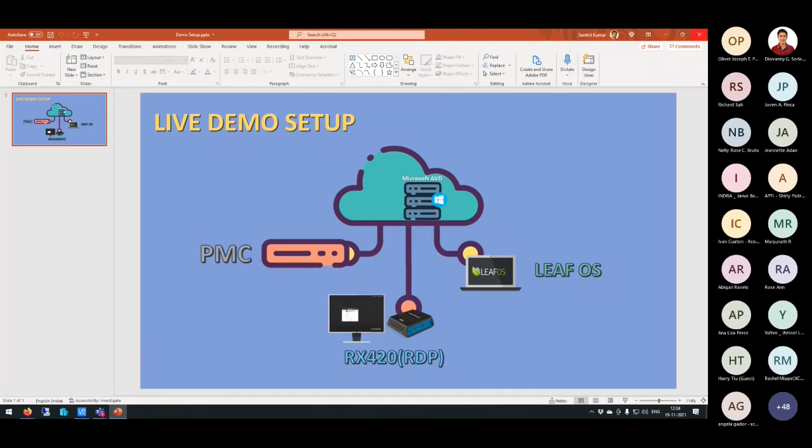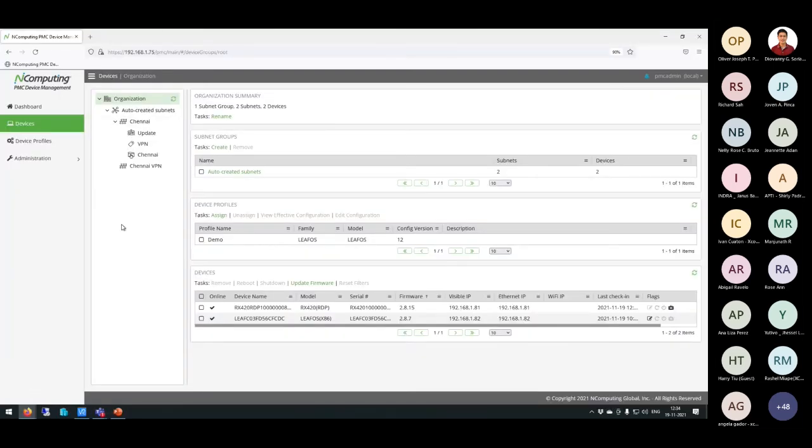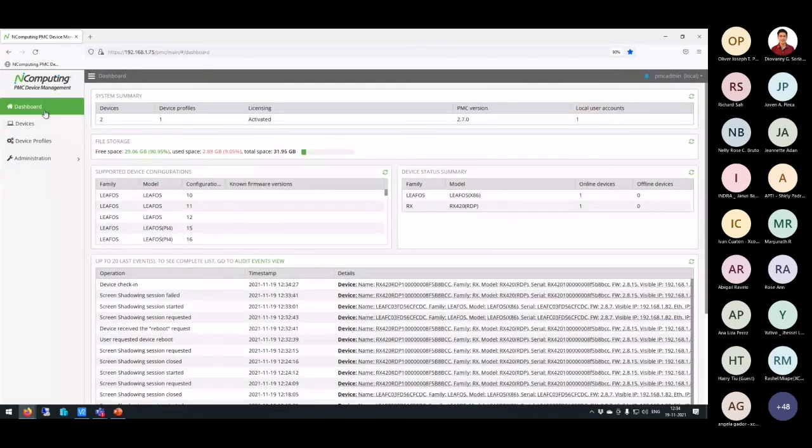Straight away, I'll go to the browser where I have opened the PMC. As soon as you log into PMC, this is the dashboard which shows the complete information about your endpoint solution details. Currently, as I said, I have two devices which show online: one is RX 420 and the other is the Leaf OS device. Apart from that, it shows the last events of the devices.